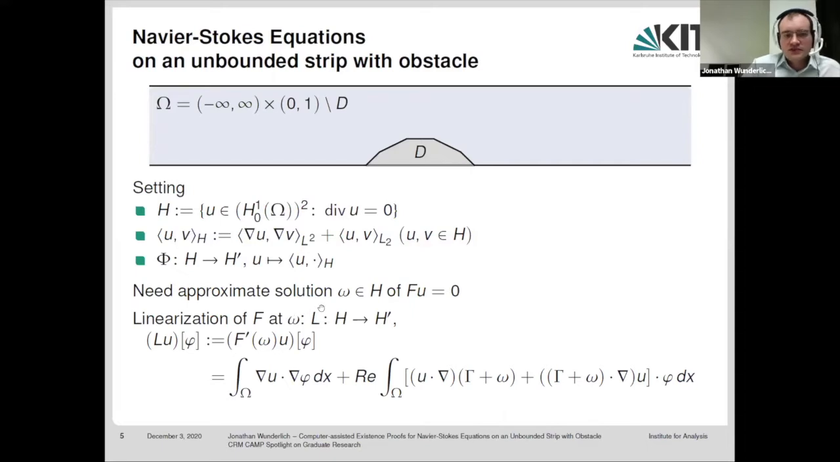And with this approximate solution at hand, we can define the linearization of our operator F at this approximate solution, which will be denoted by L in the following. And looking at the talk by Michael Plum, we need several assumptions for our theorem.